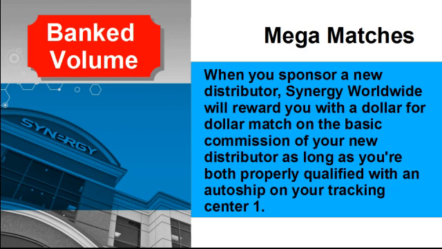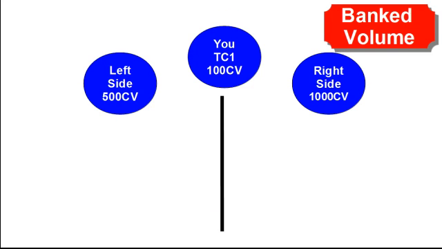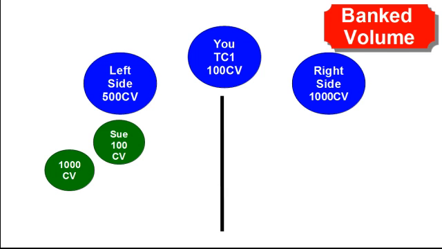When you sponsor a new distributor, Synergy Worldwide will reward you with a dollar-for-dollar match on the basic commission of your new distributor, as long as you're both properly qualified with an auto ship on your Tracking Center 1. So let's go back to our 8.5 by 11 piece of paper. Underneath the circle left side, I want you to draw a circle the size of a dime, and inside write Sue. Underneath Sue's circle, I want you to draw 2 more circles. One to the left of Sue, and inside this circle write 1000 CV. In the circle to the right of Sue, I want you to write 3000 CV.